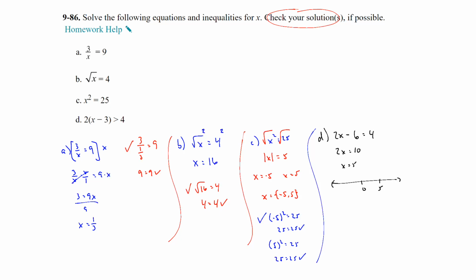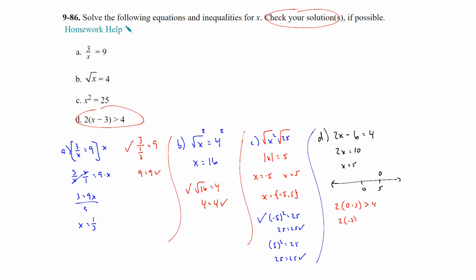It is greater than, so there's no equal to sign, so it's just going to be an open circle. And then we need to test a point. We'll test 0. So 2 times the quantity 0 minus 3 is greater than 4. I'm going back to the original problem because that's where we want to see whether it's true or not.